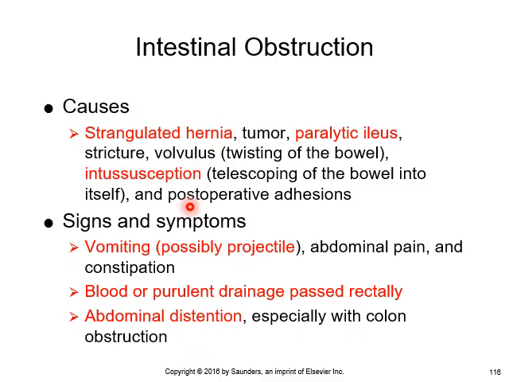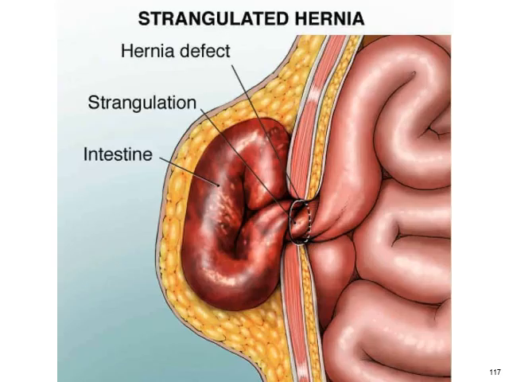And postoperative adhesions. So signs and symptoms of intestinal obstruction are vomiting, possibly projectile vomiting, abdominal pain and constipation, blood or purulent drainage passed rectally, and abdominal distension, especially with colon obstruction.